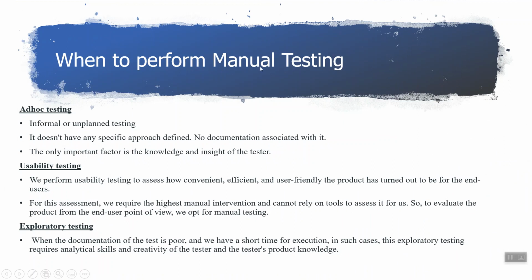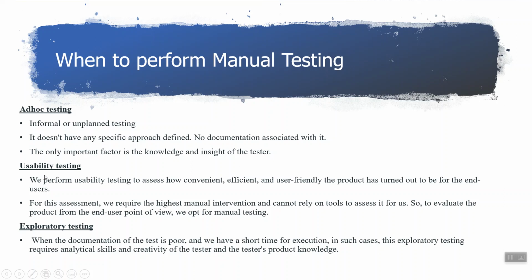Next is when to perform manual testing. There are some types of testing where we need manual testing. The first one is ad hoc testing. Ad hoc testing is nothing but informal or unplanned testing. In this testing, we don't have any specific approach defined. So there is no documentation associated with it. The only important factor is the knowledge and insight of the tester. While doing ad hoc testing, as we don't have any documentation or any specific approach defined for testing, we have to do manual testing here.